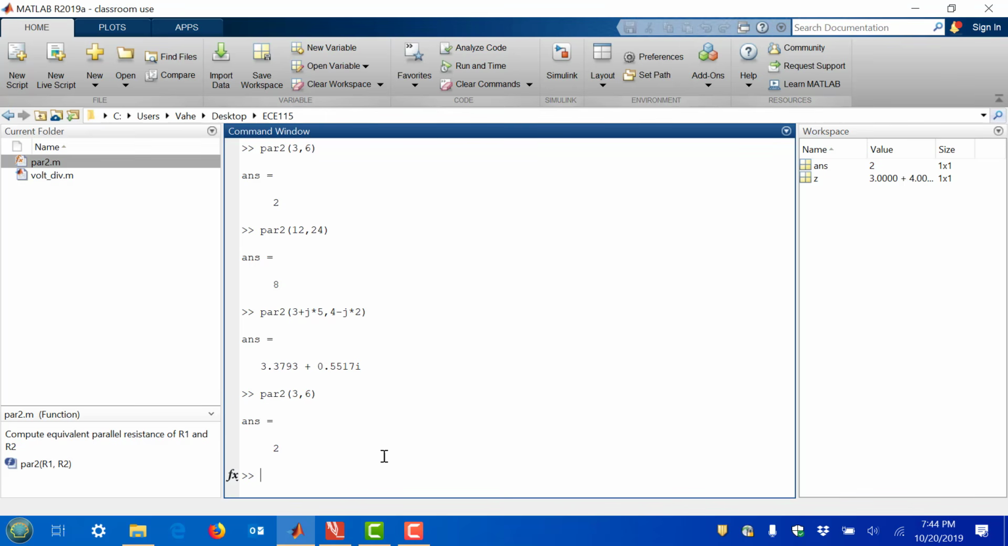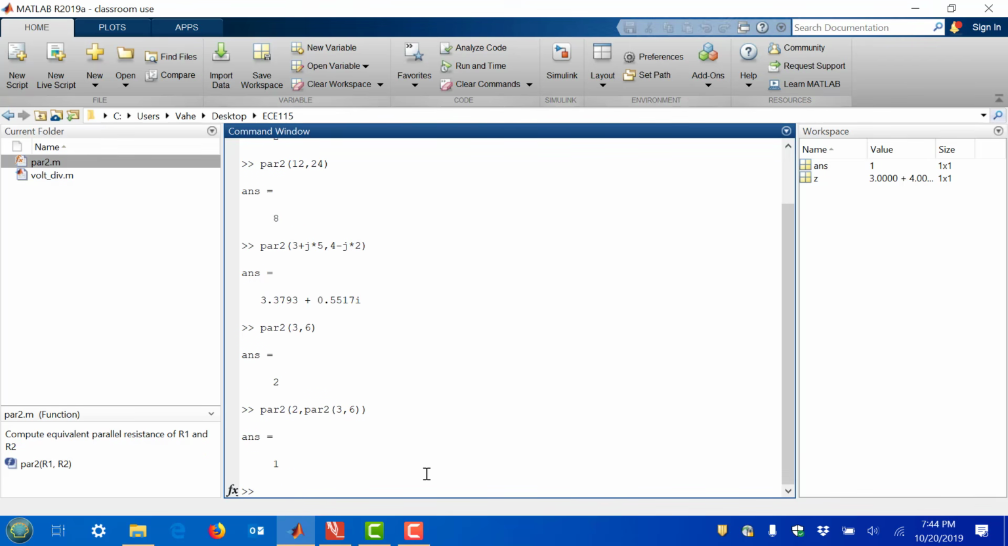Okay, so you can do something like a parallel combination of 2 resistors. One of the resistors is just 2, and the other resistor is the parallel resistor of 3 and 6. Does that make sense? Right? So if you look at this, the second input is itself another two-input calculation. So part 2 of 3, 6 gives us 2, and then part 2 of 2 comma 2 will give us 1, right? So there you go. So you can nest the functions as well.